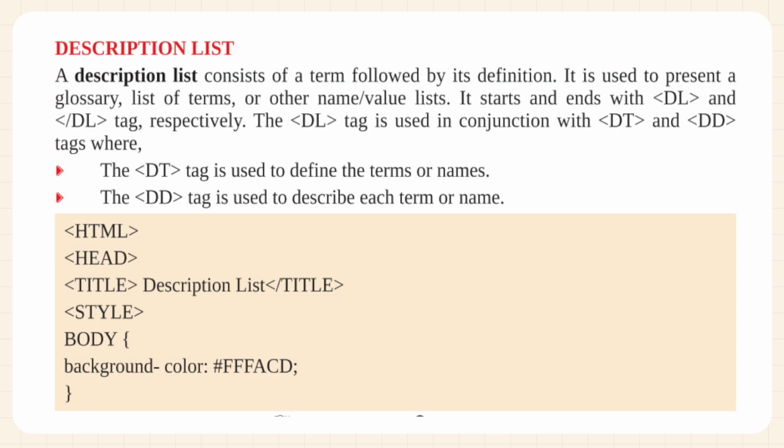Description list. A description list consists of a term followed by its definition. It is used to present a glossary, list of terms, or other name-value lists. It starts and ends with the DL tag, respectively. The DL tag is used in conjunction with DT and DD tags, where the DT tag is used to define the terms or names. The DD tag is used to describe each term or name.